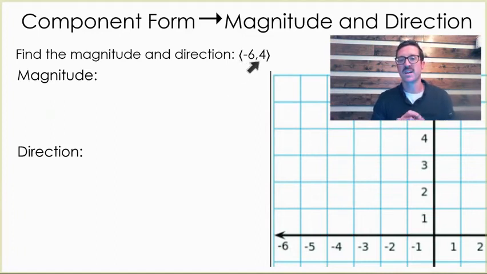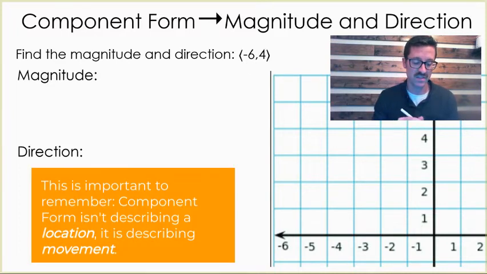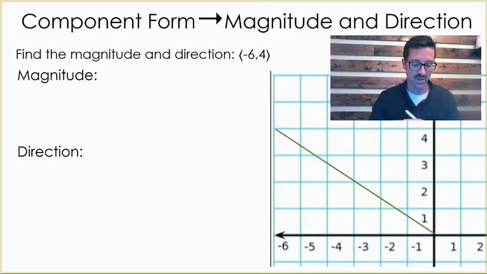So when I look at this, we're given the component form of the vector, which means we're going to move to the left 6 and up 4. This component form doesn't tell us where necessarily the vector is located, so we could place this vector wherever we want. For problems like this, I like to place it in standard position. If we go to the left 6 and up 4, your vector will look like that.